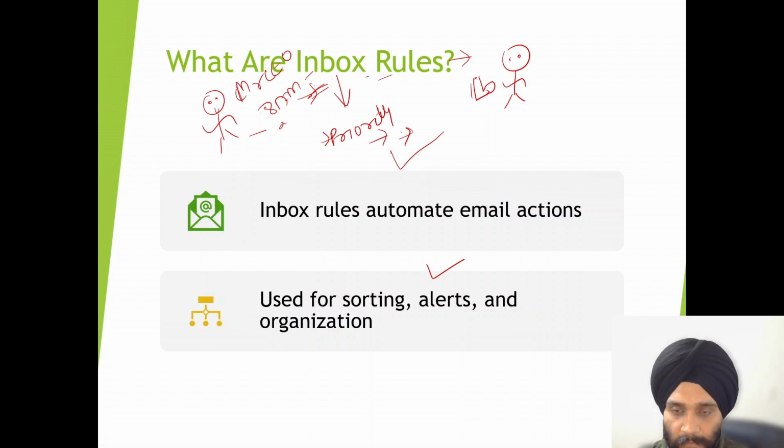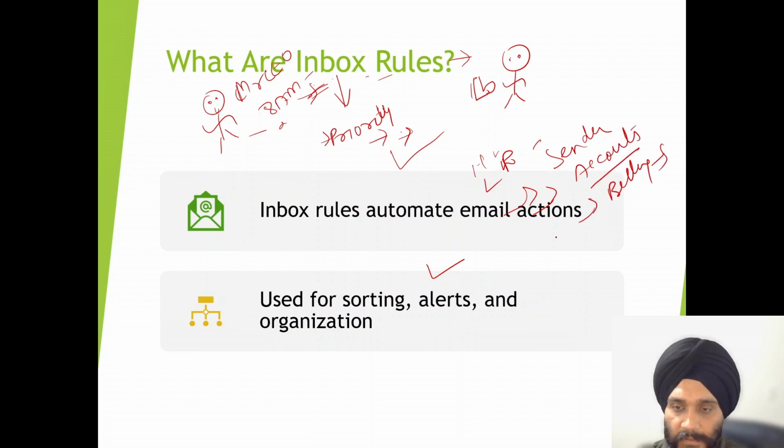You can use inbox rules for sorting, which means you want to sort them into low priority and high priority ones. Somebody wants to move emails as per the sender. Somebody wants to move, let's say, accounts emails. If the accounts department is sending an email, move it to the billing section. If the finance department is sending an email, move it to the finance shared mailbox.